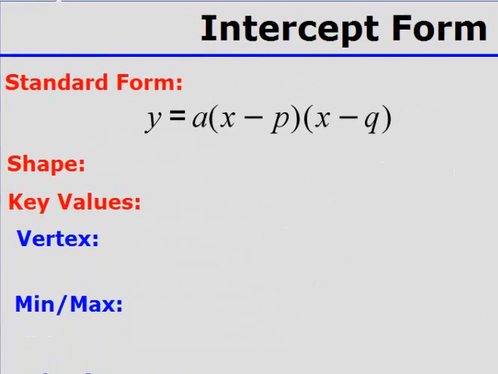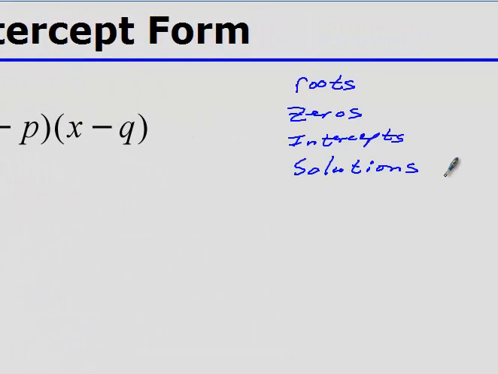The standard equation for our intercept form is going to be y equals a times (x minus p) times (x minus q). So on Friday, I started talking about these a little bit, and I said we'll talk about it later. So let me write these out. Okay, so if I write that out: roots, zeros, intercepts, solutions. All four of those terms actually mean the exact same thing.